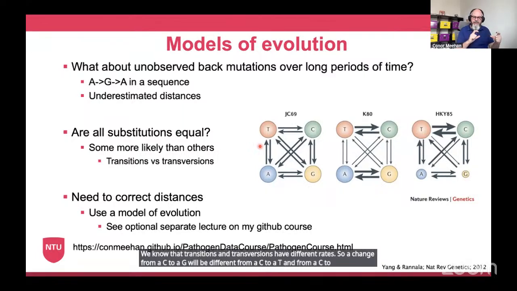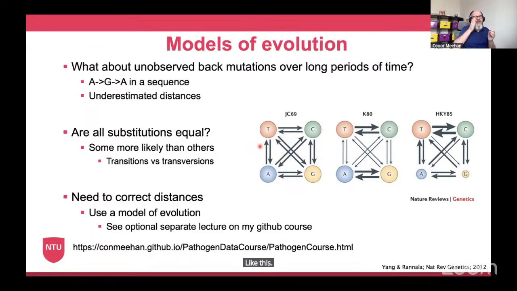And that's just because of physical properties of nucleotides and different things like that. So we may want to put more weight on a change from maybe a C to an A than we do on a change from a C to a T or a C to a G or something like that. We also may say that in certain positions in the genome, you're more likely to see a change compared to others.